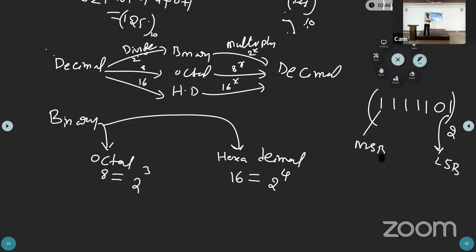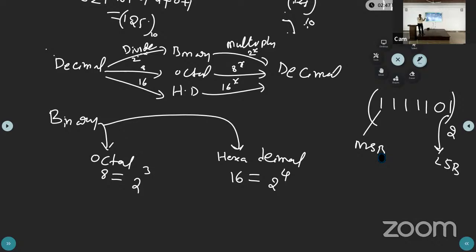In the number 238, which digit is 8? 8 is the units place. Next, 3 is the tens place. 2 is the hundreds place. So the 2 has the highest weight. Here also it is the same. That is the least significant bit and the most significant bit.